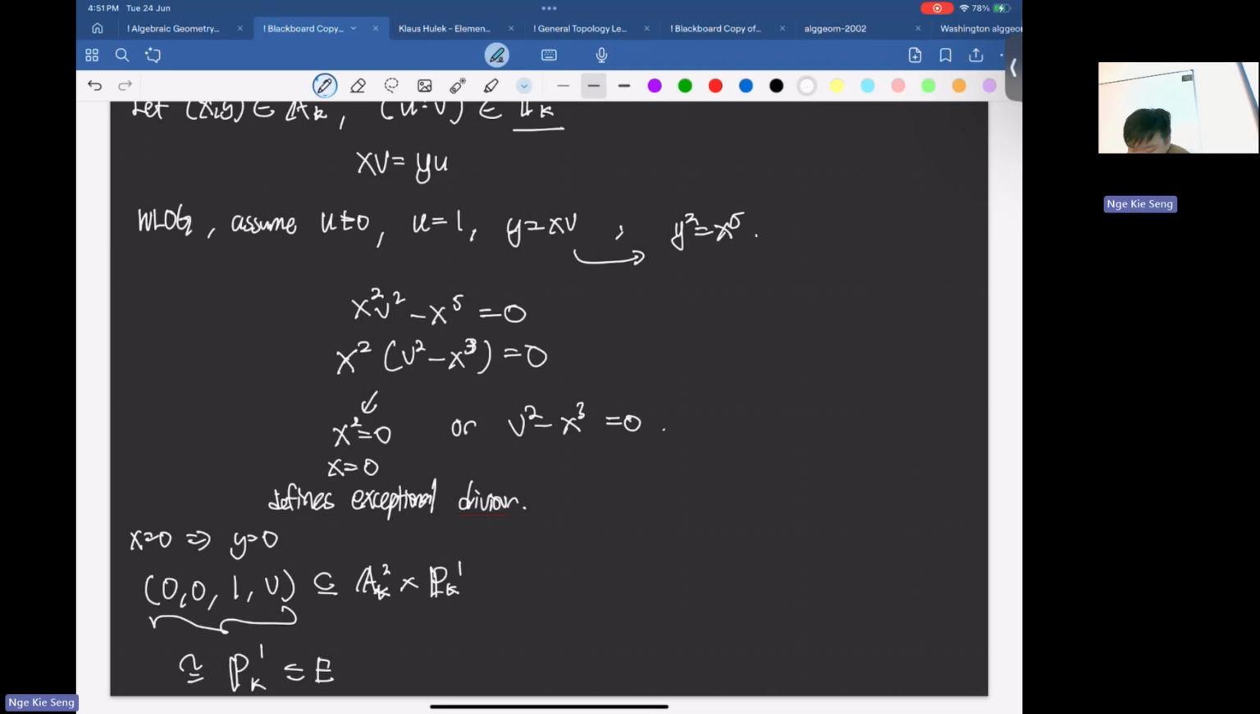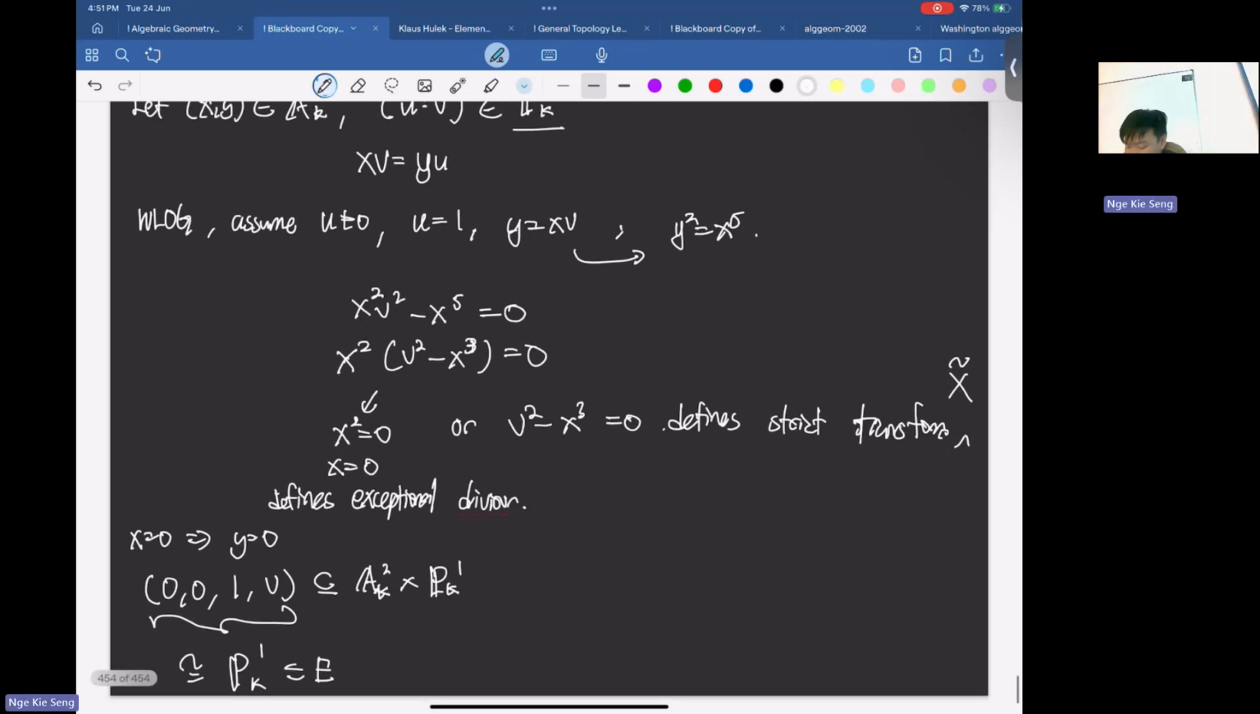And then we look at another. This actually defines the strict transform. We denote this as S tilde. And then now you look at the strict transform. Is it smooth? No, right?